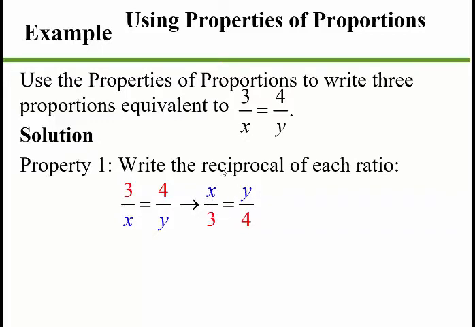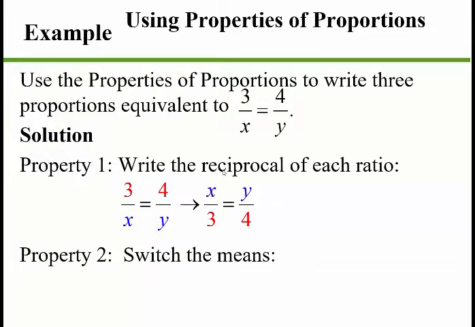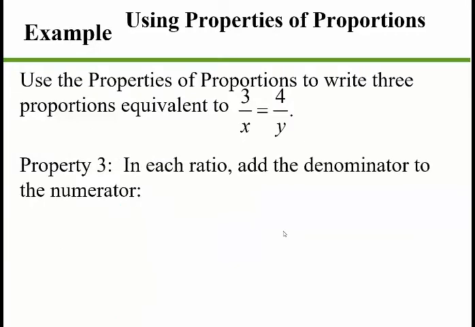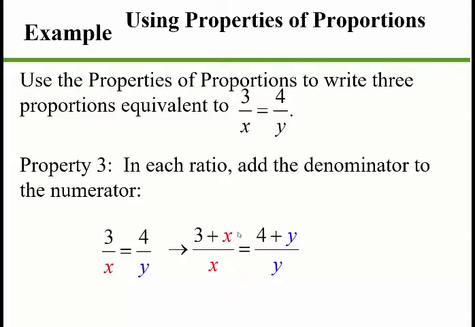They're both equivalent proportions. For the second one, let's switch the means. If I have 3 to x is equal to 4 to y, the x and the 4 are going to get switched. An equivalent proportion is 3 to 4 is equal to x to y. Finally, for the third one, in each ratio let's add the denominator to the numerator. I'm going to take the x and add it up here, and the y up here. So an equivalent one is 3 plus x to x is equivalent to 4 plus y to y.